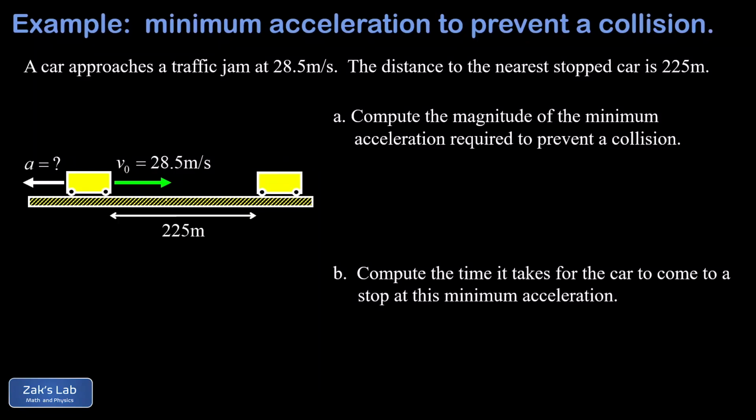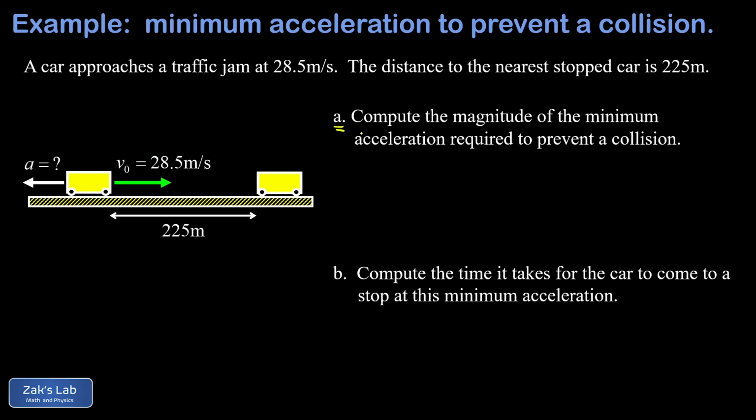In this problem, we're given a car moving with a known initial velocity of 28.5 meters per second, and it's coming up on a second car that's stationary, and that's 225 meters away. And then the main point of the problem is to find the minimum value of the acceleration that will get this car to stop before it collides with the stopped car in front of it.